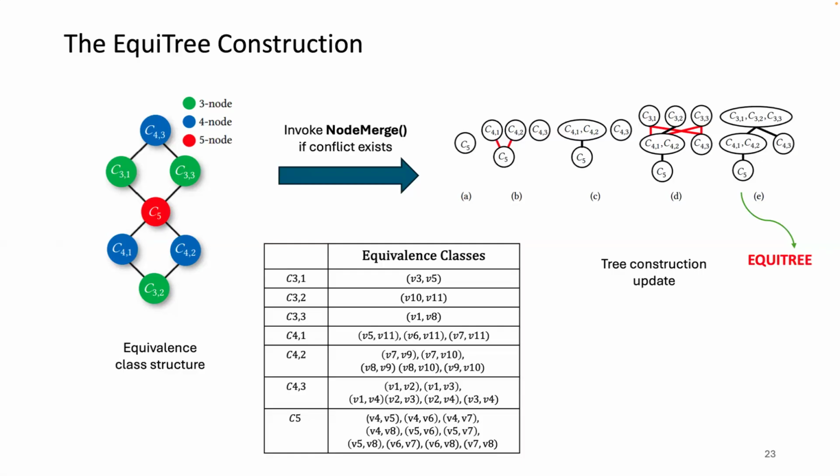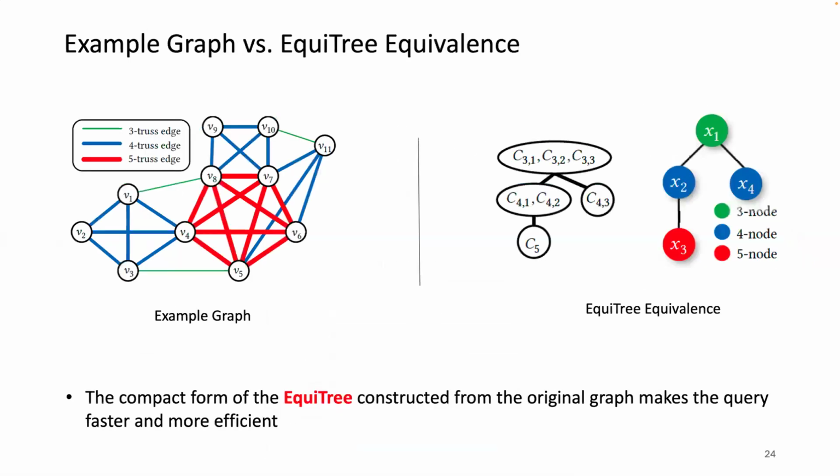So C31 is connected to C41, C42, and C43. Also, C33 is connected to C41, C43, while C32 is connected to just this, right? So I can merge them together, to form the tree. So we can see that the tree structure is a much smaller structure than this equivalence class, and that will make our query faster than this, right? And this will also make it faster than the original graph. You can see this is the example graph, and this is the equivalence that we got.